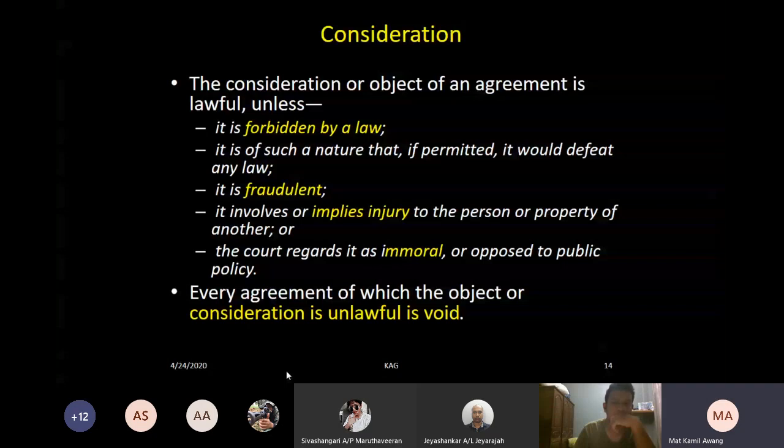It is of such a nature that if permitted, it would defeat any laws. So consideration cannot be an object which will contravene other laws. If it's fraudulent, then it's not consideration. If it involves or implies injury to the person or property of others, it cannot be a consideration. And if the court regards it as immoral or opposed to public policy, that also cannot be a consideration. So every agreement of which the object or consideration is unlawful is null and void. So consideration must be lawful.